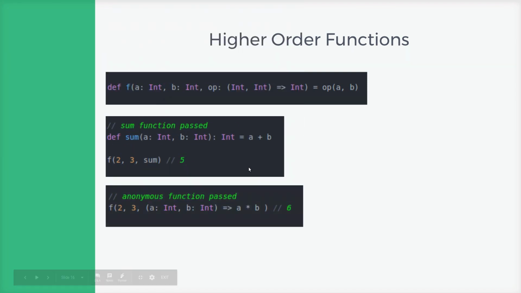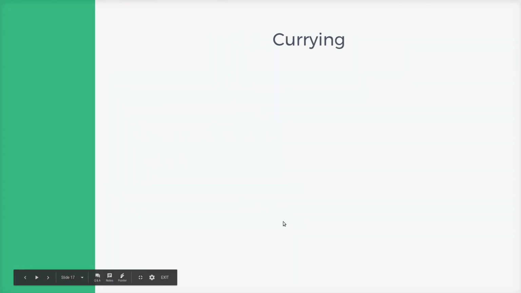And there are other ways that we can do it, like passing an anonymous function, and this is the syntax to declare anonymous functions in Scala. In this case we are performing a multiplication, and this is working. Again, we have the 6 as a result value.